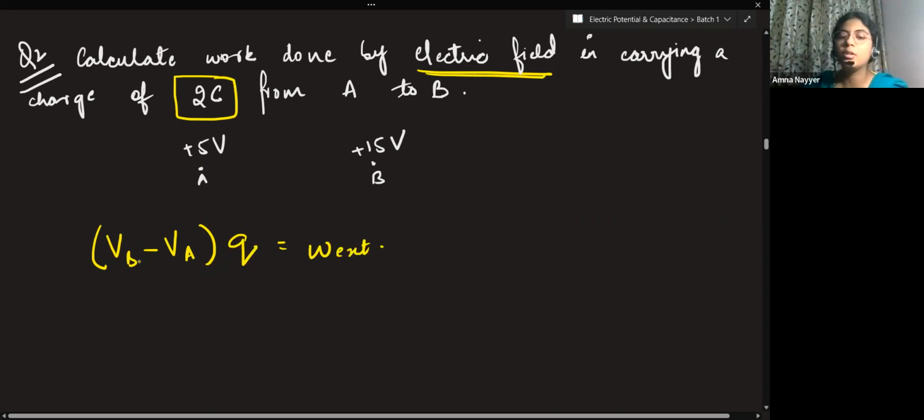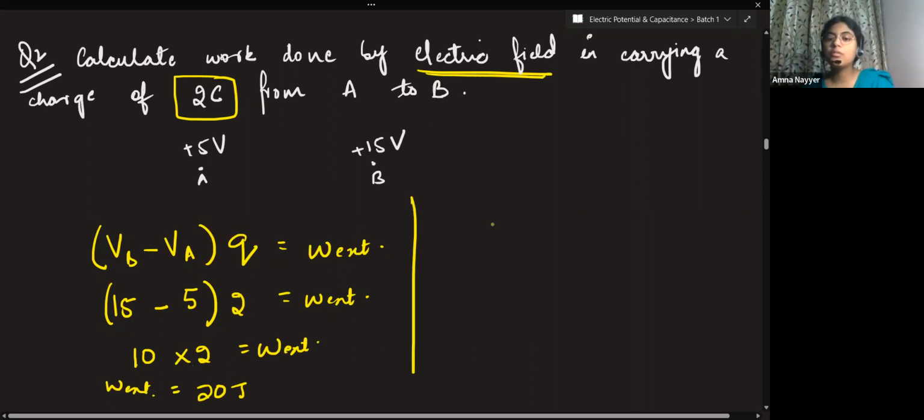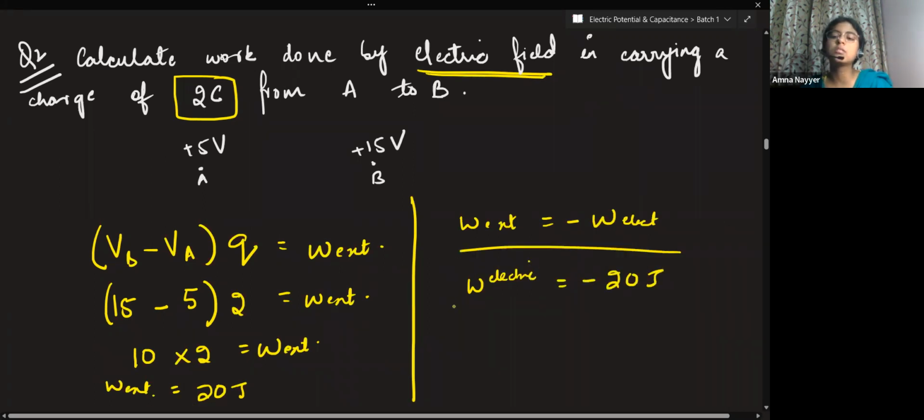Now VB is given to you as 15, minus VA is given to you as 5. Charge is given to you as 2. This is work done by the external force. 15 minus 5, this is 10. So this becomes 10 into 2. So work done by external force becomes 20 joule. Now, do we need to calculate work done by external force? We have to find out work done by electric field. So work done by external force is equal to negative of work done by electric field. So work done by electric field is equal to minus 20 joules.